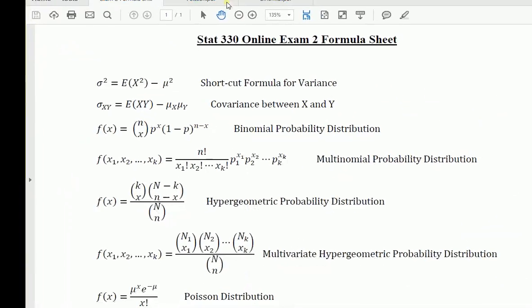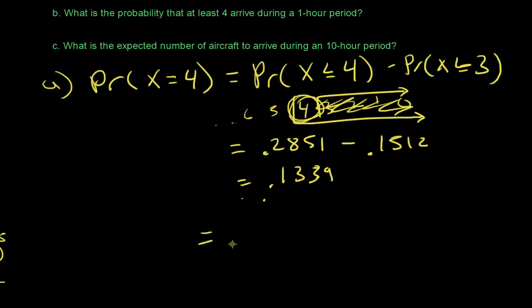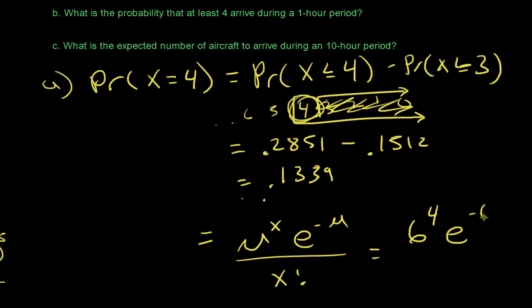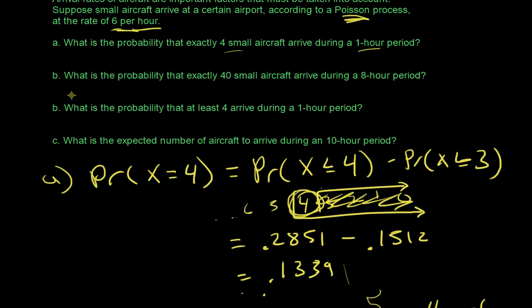Now, I could have also used my formula sheet. For this question, I could have also used my formula sheet and just used this Poisson distribution equation right here. So had I done that, this is equal to mu to the x e to the negative mu divided by x factorial. Mu is 6, x is 4 right now. E to the negative 6 divided by 4 factorial. If you do this, I'm going to just go ahead and do it in my calculator real fast. You should get the same exact answer as the table gave you. So I have 0.1338526 and so on. If you were to round that to 4 decimal places, you get the same thing. Okay? You should know how to do it both ways.